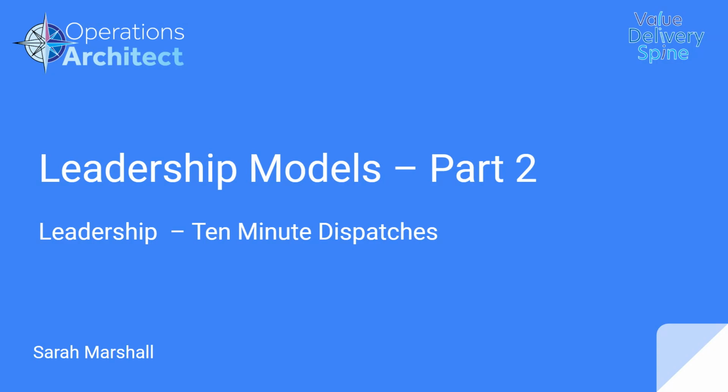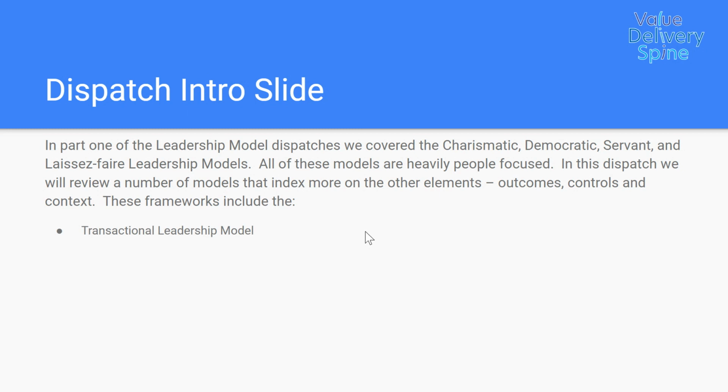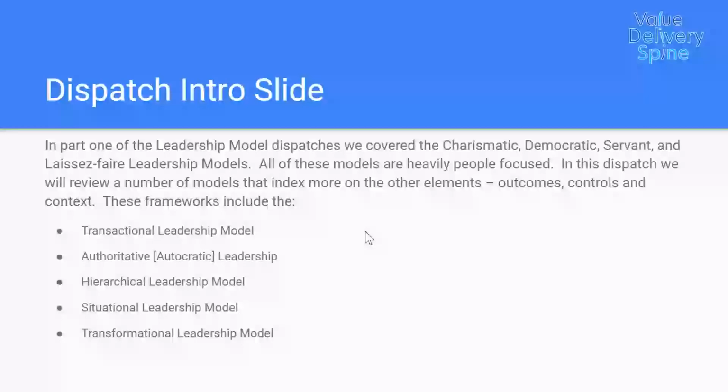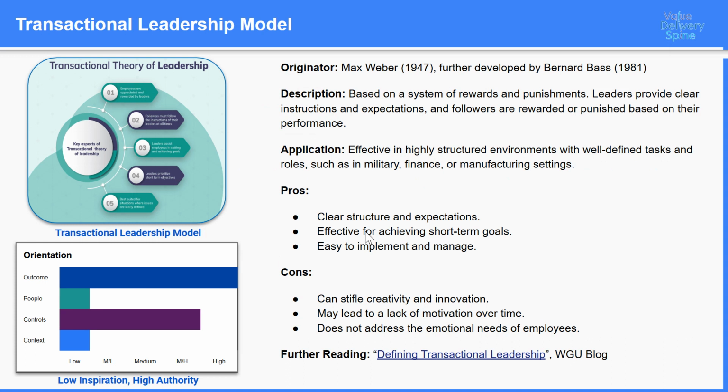In our last episode, we discussed leadership models that index strongly on people. In this episode, we are going to look at ones that index on other areas, including outcomes, controls, and context. And we're going to put it all together at the end so you have a way to think about this. The models we're going to look at this time are the transactional leadership model, authoritative leadership, hierarchical leadership, situational leadership, and transformational leadership. And this is in order of simplest to use and understand to most challenging and dynamic. And at the end of this, like I said, we will look at what it means to mix or change these models. Let's look at the transactional model first.